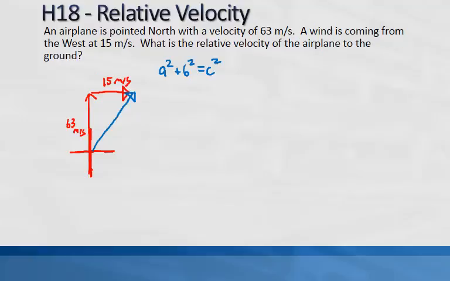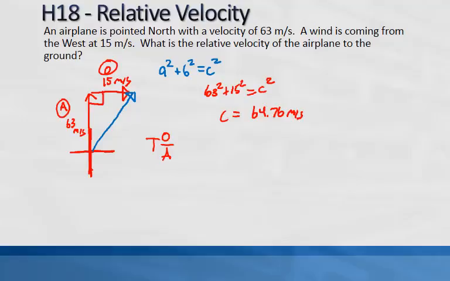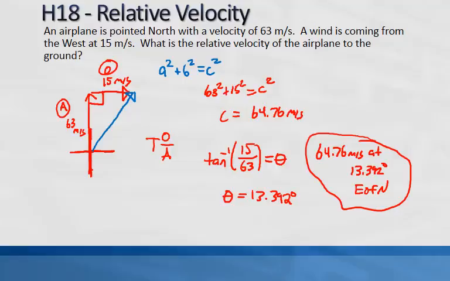All right, so we get a resultant, and our hypotenuse is 64.16. And opposite over adjacent, we can get the angle there, 13.392. And this would be east of north, because we start on north and go east.